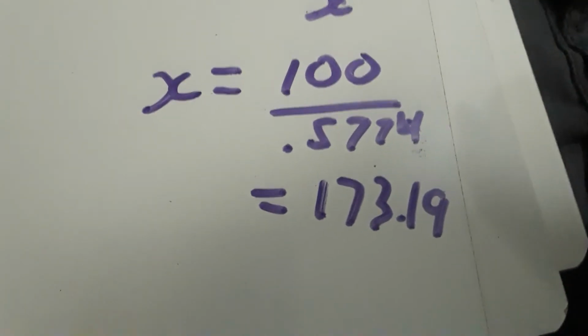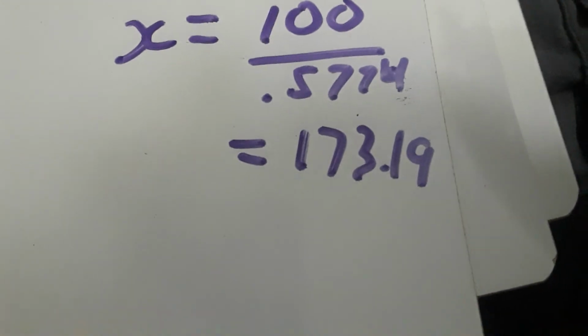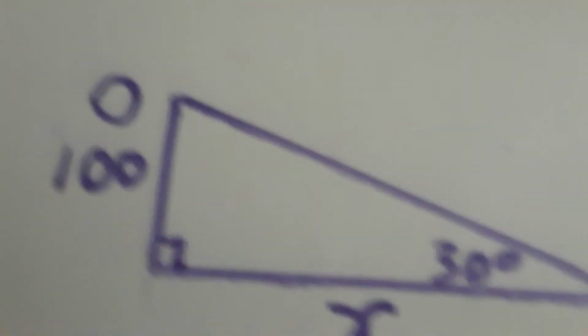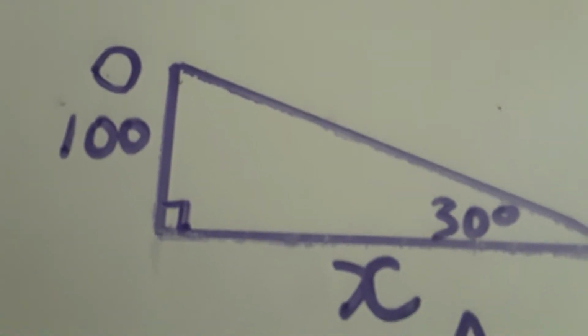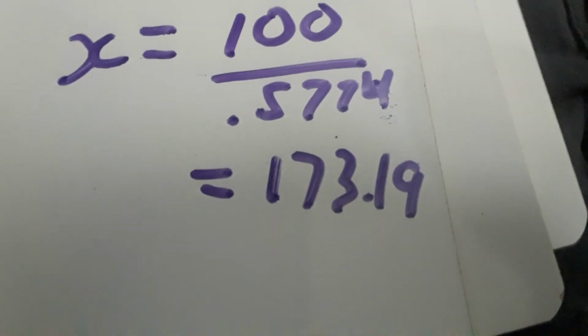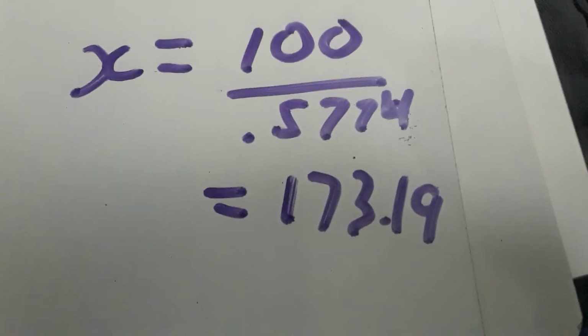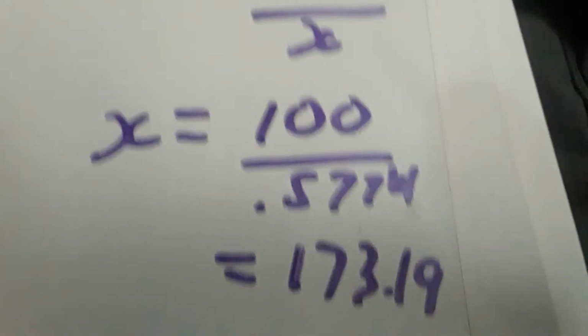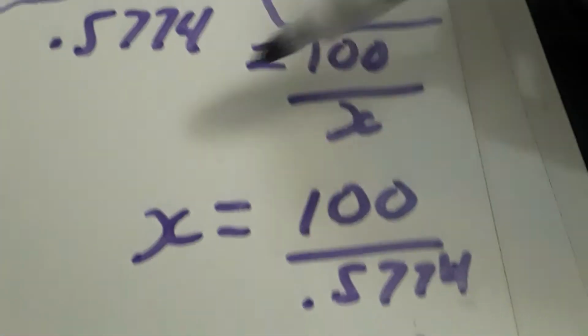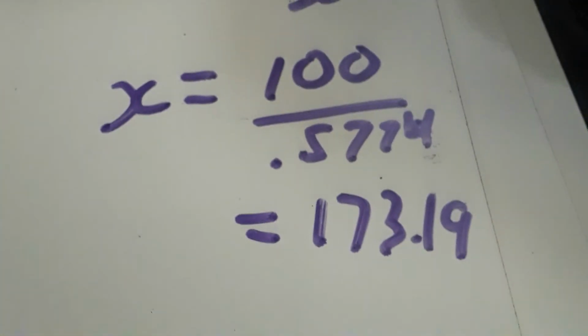And that answer should make sense because when you have a tangent ratio of 0.5774, it's telling you that the opposite side, 100, is about 57.74% of the adjacent side. And we just discovered that the adjacent side was 173.19. And in fact, 100 is 57.74% of 173.19. But just remember that when the X is on the bottom, like this, the unknown, you can switch it with your decimal, switch places, and you'll get the answer.